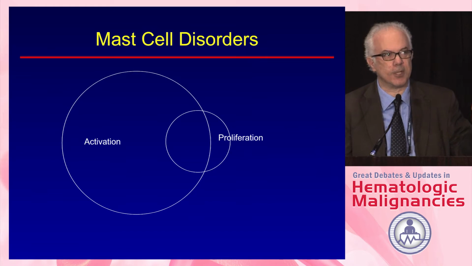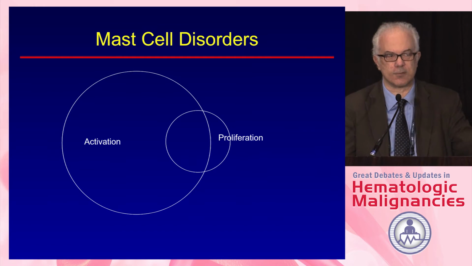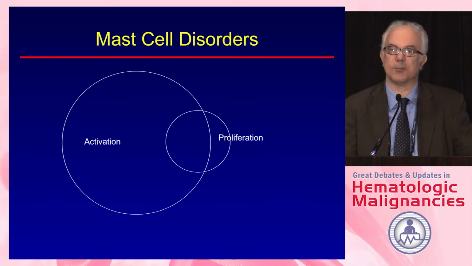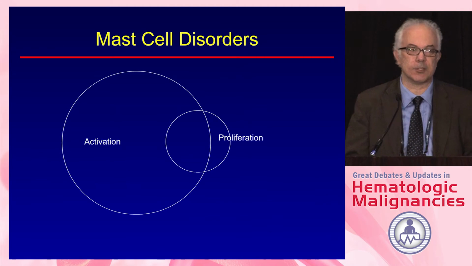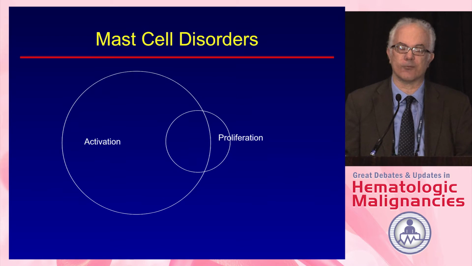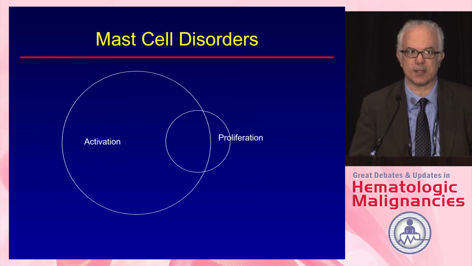But the patients we see with mastocytosis, which is a proliferative form of mast cell disease, also present with mast cell activation symptoms because they have high tissue burden of mast cells, and sometimes these mast cells get activated for reasons we don't completely understand.